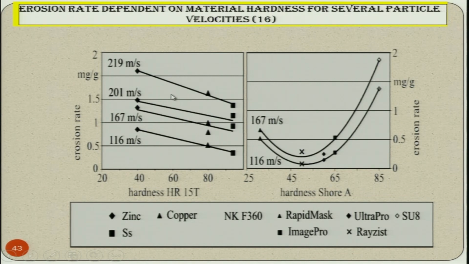This is again taken from reference 16. Now, it is again the hardness and erosion rate for different velocities. One thing is there, you can see here that there is a certain hardness at which you find minimum erosion rate, then beyond that the erosion rate keeps on increasing. This minimum is more or less the same in this particular case for 167 and 160 meters per second. So, beyond this particular hardness, the erosion rate is continuously increasing with increase in hardness.